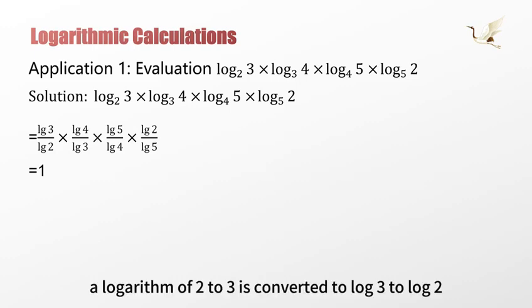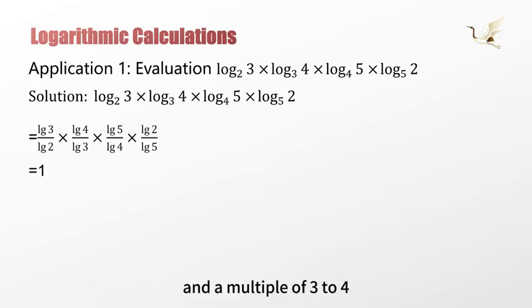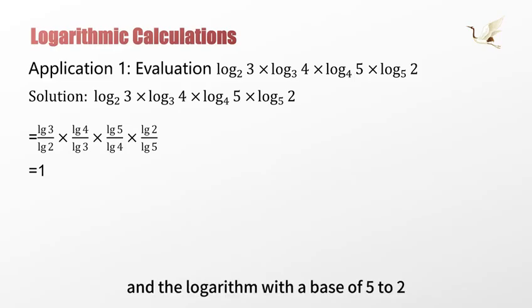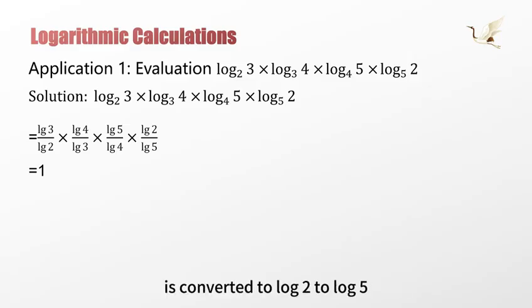In this way, the logarithm of 3 with base 2 is converted to log 3 over log 2, and the logarithm of 4 with base 3 is converted to log 4 over log 3. The logarithm of 5 with base 4 is converted to log 5 over log 4, and the logarithm of 2 with base 5 is converted to log 2 over log 5. The final result is equal to 1.